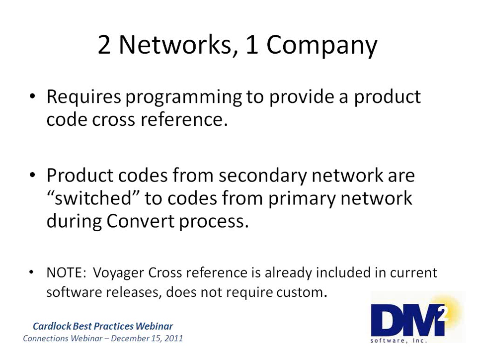With the one-company approach, it does require, for two networks, programming to provide you a product code cross-reference, and then you need to set up the cross-reference. And then the product codes are switched during the convert. And by the way, Voyager has a built-in cross-reference in the current software, so I believe it's 4.3.4 and higher. The Voyager cross-reference is already built into Mass 90, so it doesn't require custom.